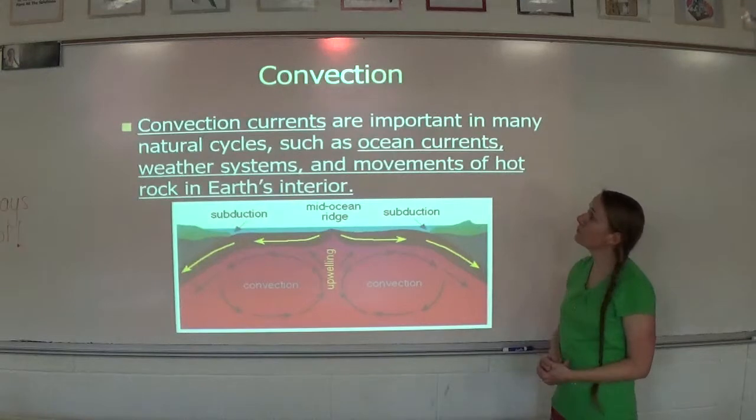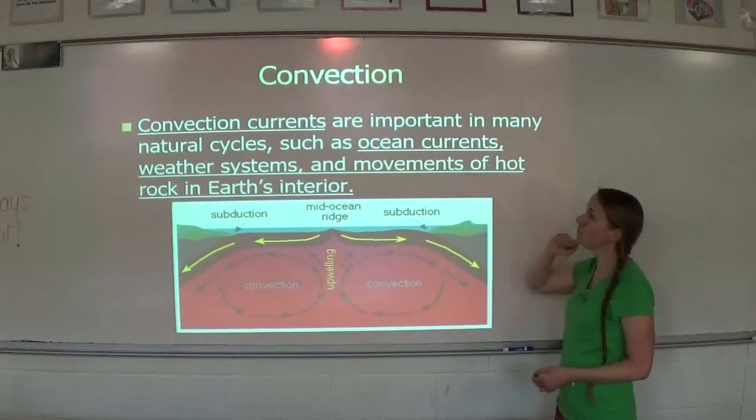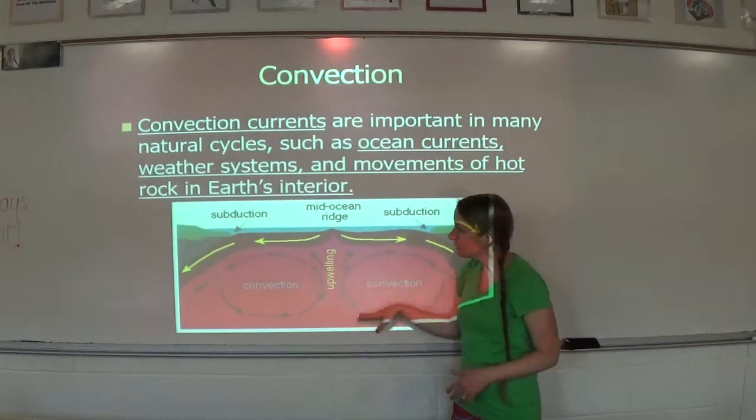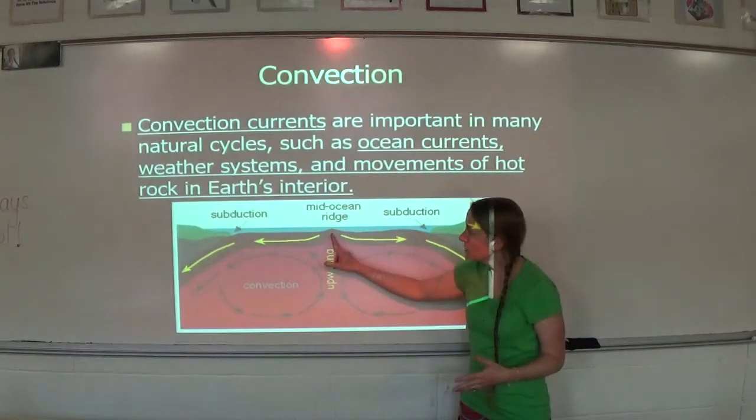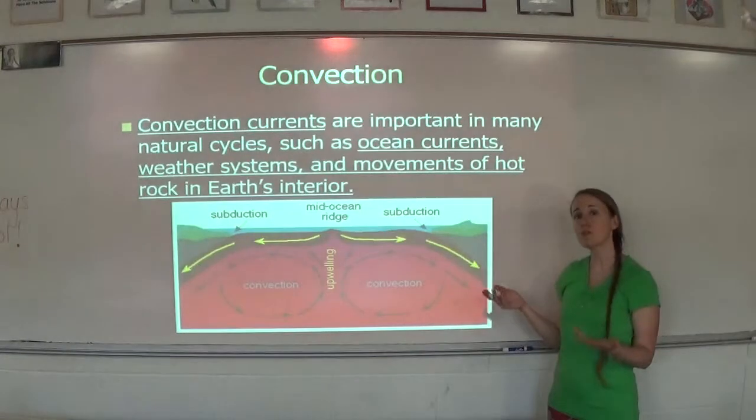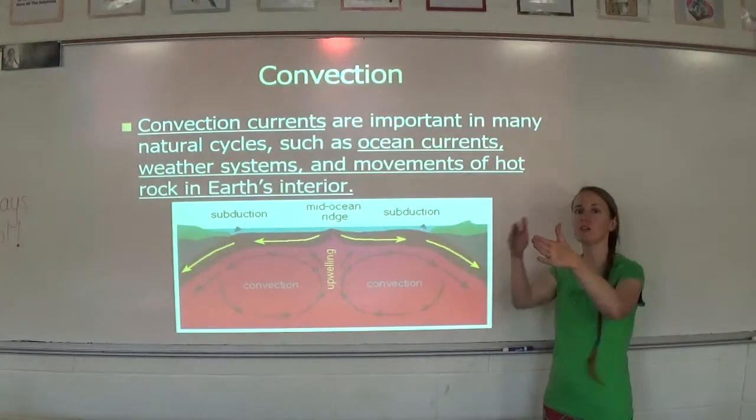Convection currents are important in many natural cycles, such as ocean currents, weather systems, and movements of hot rock in Earth's interior. So the same currents happen inside of the Earth. The hot rock goes near the surface, cools down, and comes back down, and so forth. Same thing with the ocean currents between the poles and the equator. You get that current that goes back and forth.